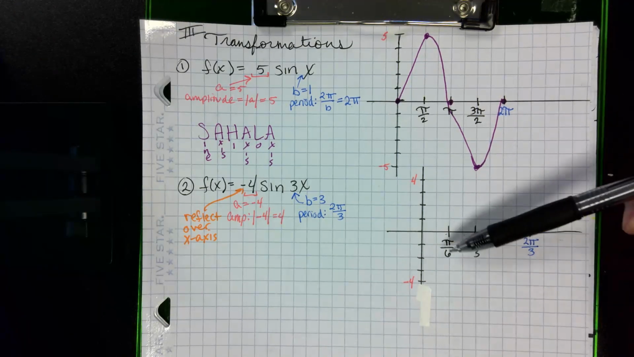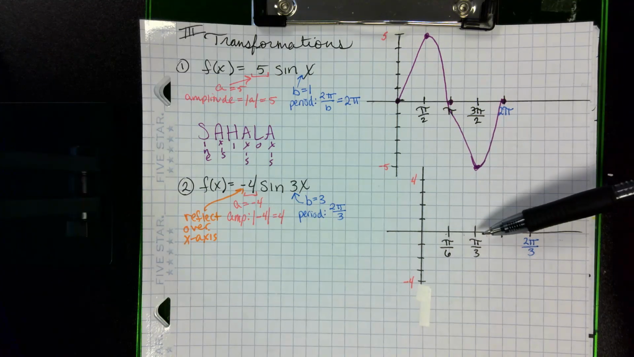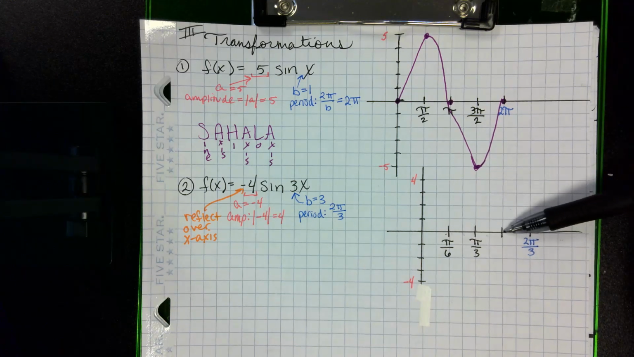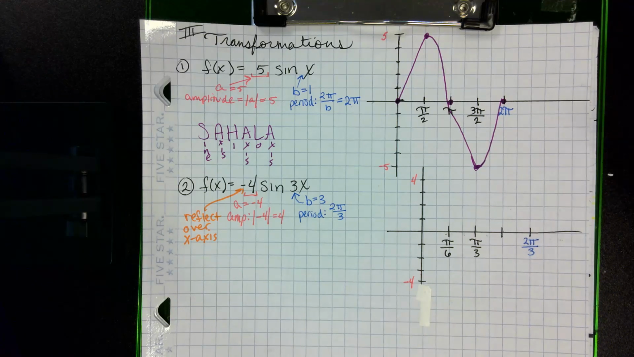So I know each quadrant is pi over 6. So that's 1 pi over 6, 2 pi over 6, 3 pi over 6. So that's 3 over 6. 3 over 6 is half. So pi over 2.